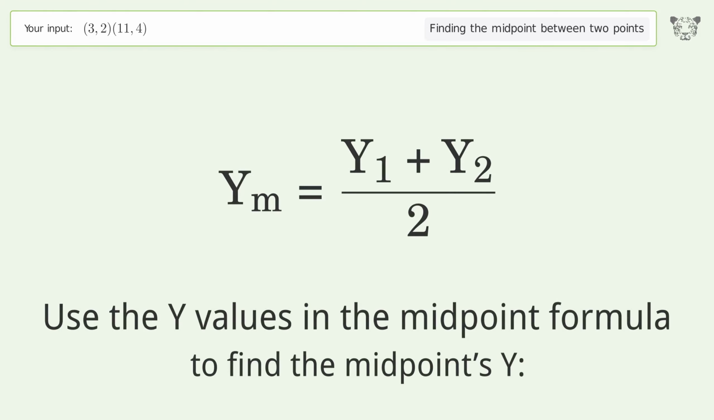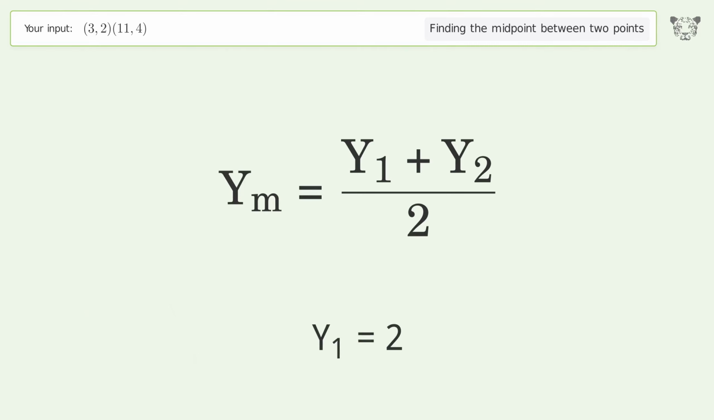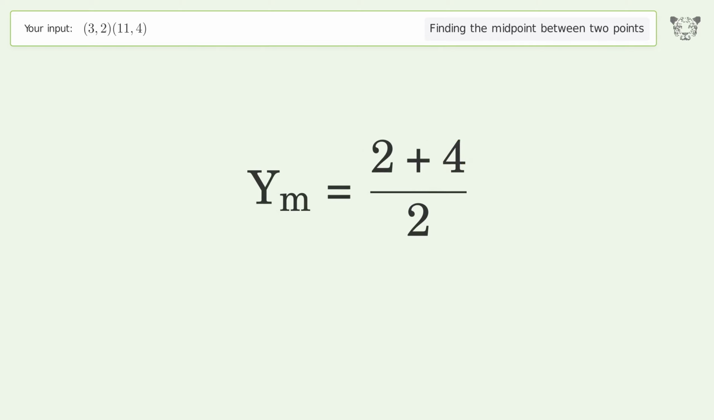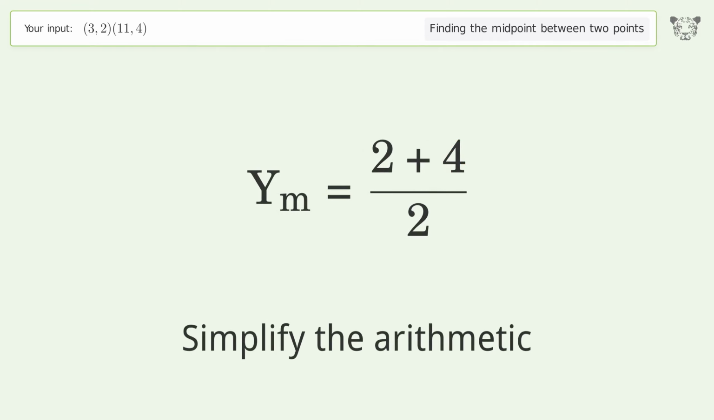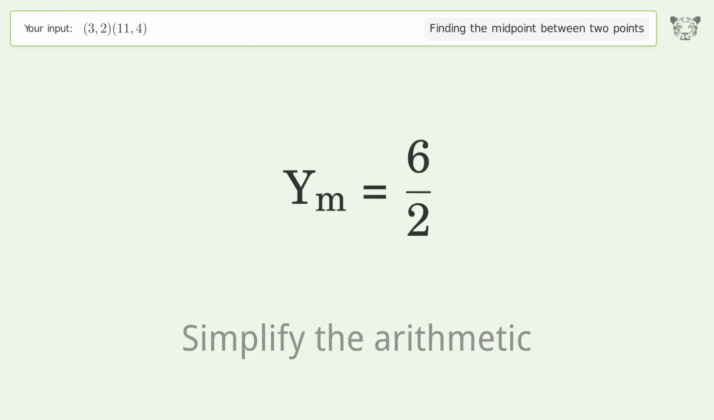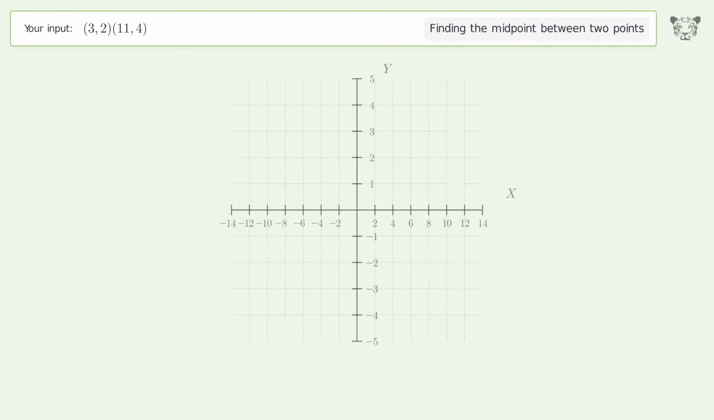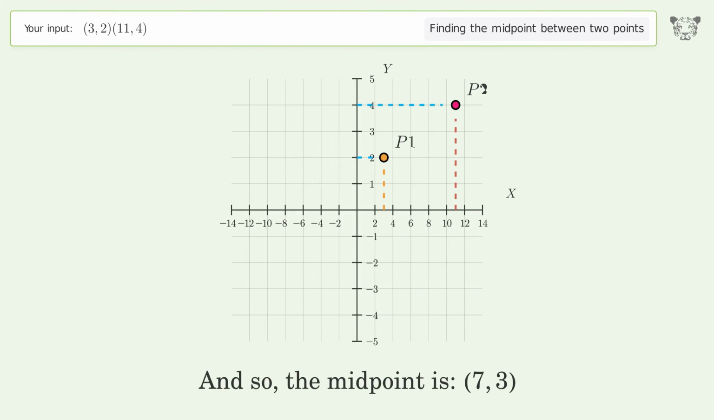Use the y values in the midpoint formula to find the midpoint's y. y1 equals 2. y2 equals 4. Simplify the arithmetic. And so, the midpoint is 7, 3.